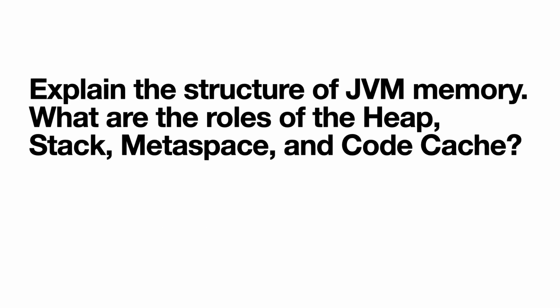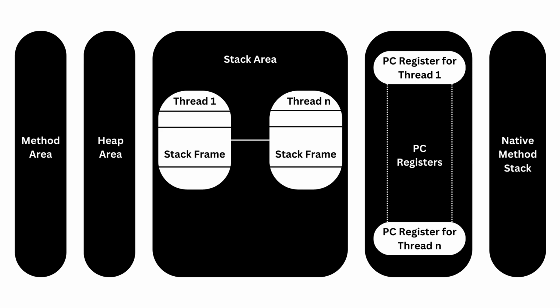Now the next question: explain the structure of JVM memory. What are the roles of heap, stack, metaspace and code cache? So we have talked about it. Heap basically contains your young generation and old generation, right? And metaspace is a separate portion outside the heap. It stores metadata about classes. This is located in native memory.